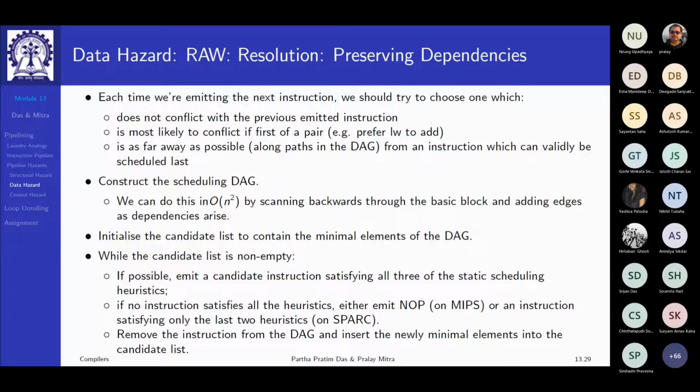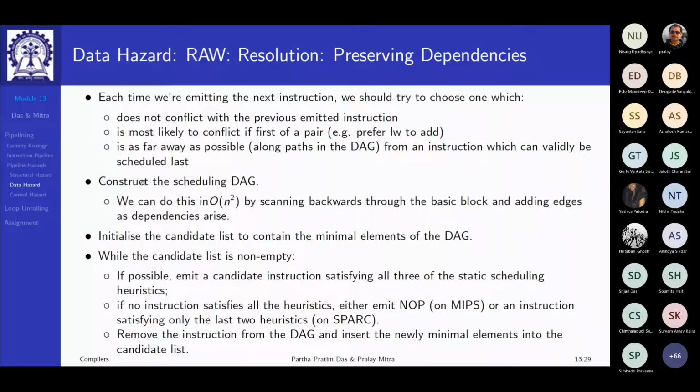Is most likely to conflict if first of a pair. That is, prefer load to add. You know, load and add is a pair. You load and then you add. Right? So we will try to do the loads when there is a choice between load and add. And is as far away as possible along the paths in the DAG from an instruction which can validly be scheduled last. Right? So you are trying to do things earlier. So these 3 heuristics will drive our algorithm.